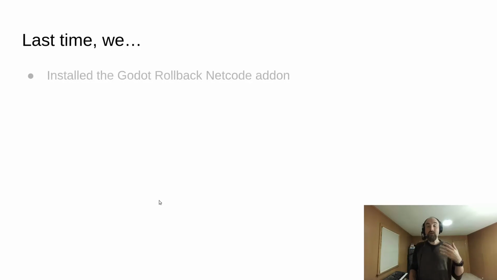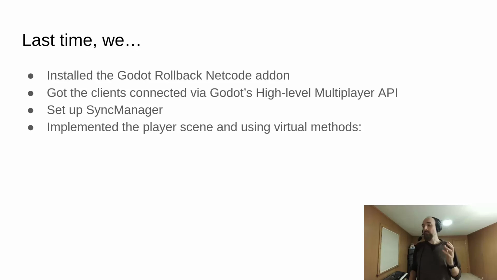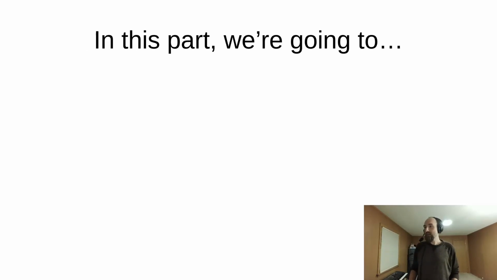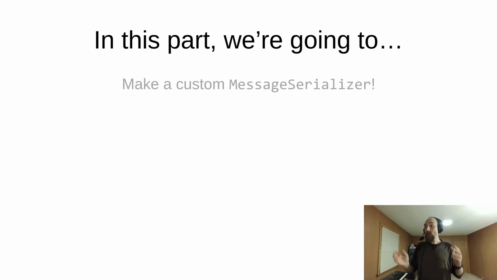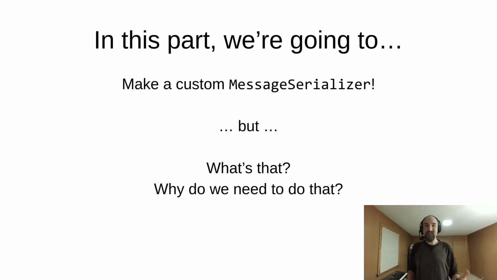Last time, we installed the Godot Rollback Netcode add-on. We got our clients connected via Godot's high-level multiplayer API. We set up the sync manager, and we implemented the player scene using these wonderful virtual methods. In this part, we're going to make a custom MessageSerializer. But what is that? And why is that something that we need to do?